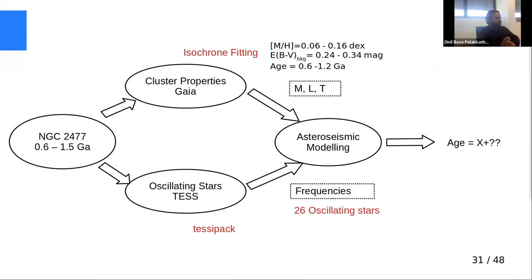Now with the TESS iPad package, we found around 26 oscillating stars. Now we did some signal simulation to extract the frequencies. Now we can use these frequencies for asteroseismic modeling together with the properties of the stars using the isochrone fitting.